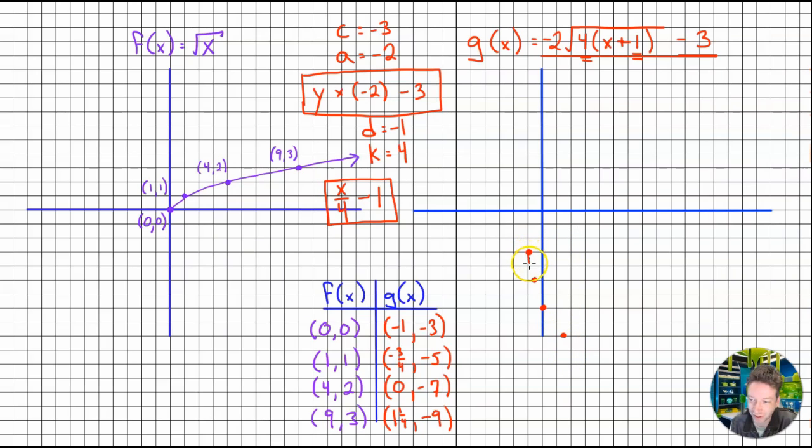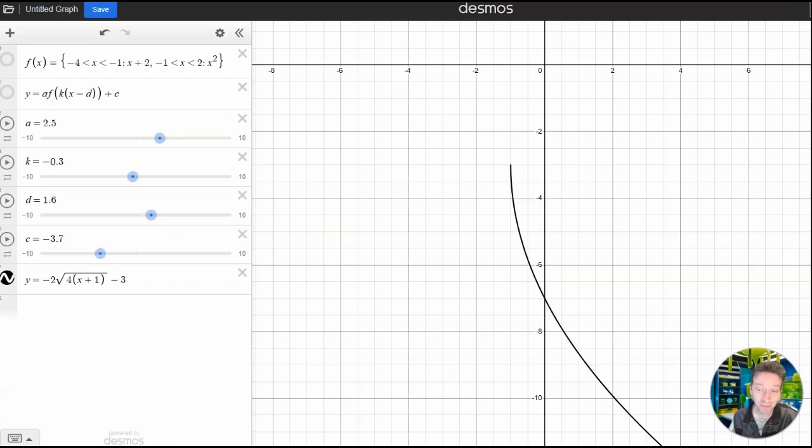So this now looks like something like that. And then we can go ahead and throw that into Desmos just to make sure we're right, and look at that. Perfect.